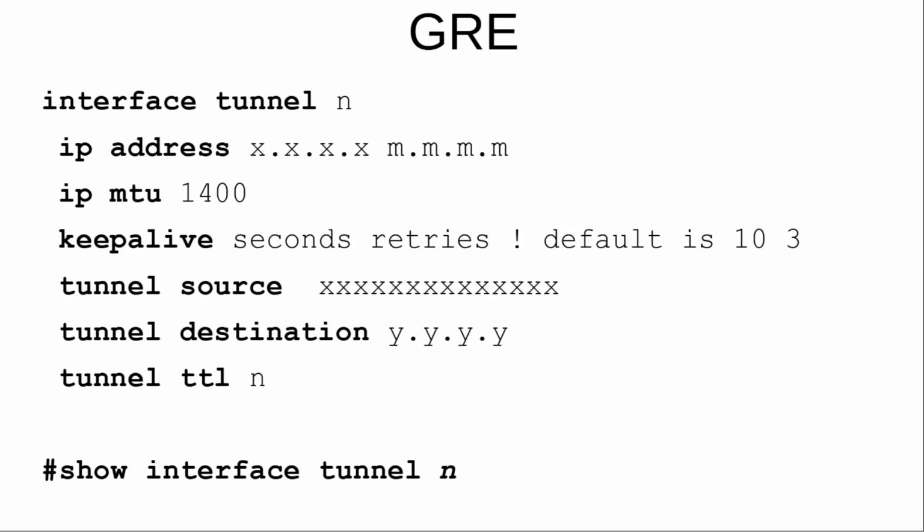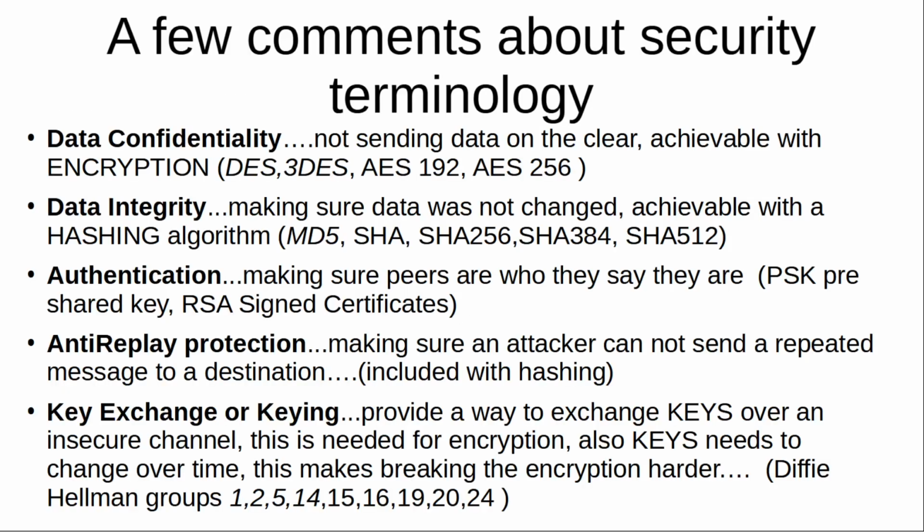In order to configure GRE, use the interface tunnel command. You must supply a tunnel source and destination, configure an IP address, and optionally set the MTU, keepalive, and tunnel TTL. Use the command show interfaces tunnel to troubleshoot your tunnel. This command will provide you with a lot of information. Look at it carefully. Before going into IPsec, let's comment about some security terminology.